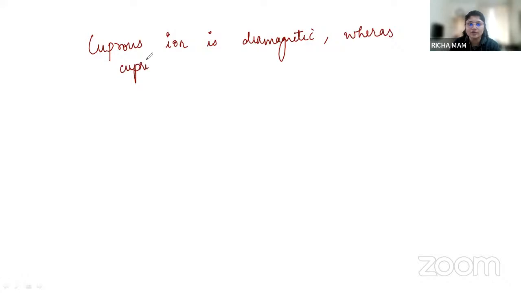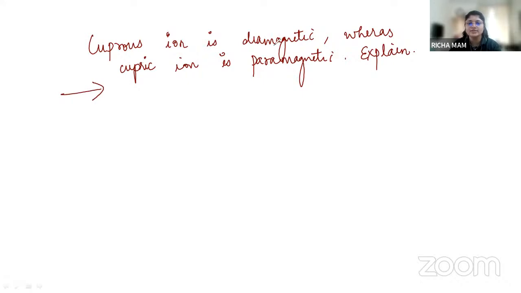Okay, so this is a bit of an applicative type. Cuprous ion is diamagnetic, whereas cupric ion is paramagnetic. Explain. Can you explain this?